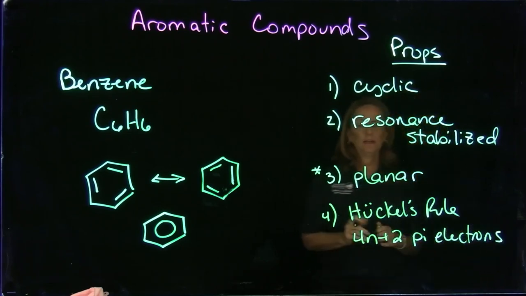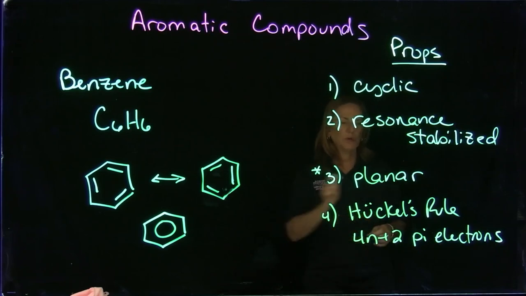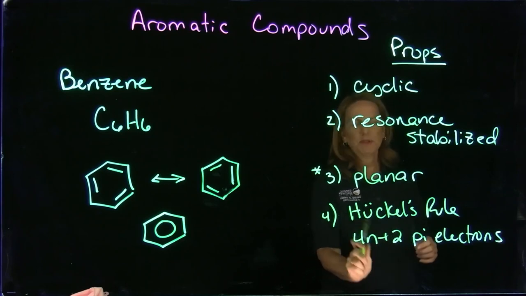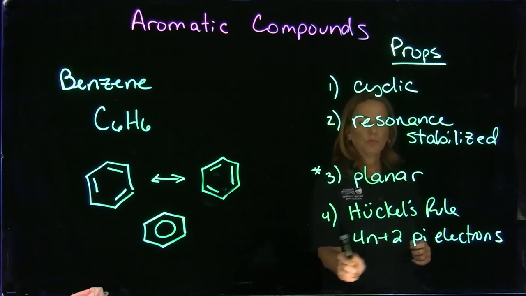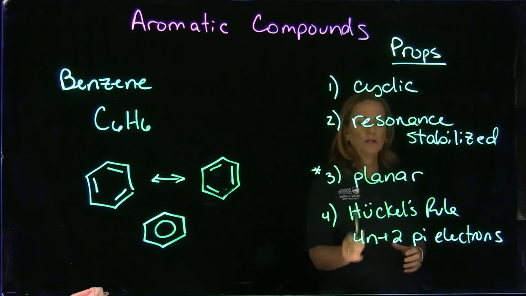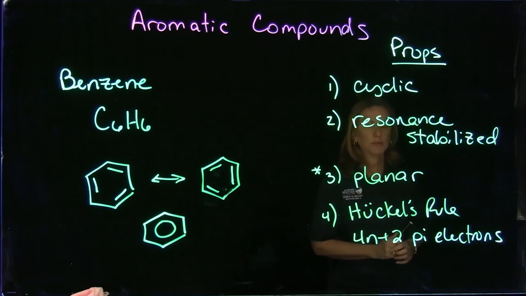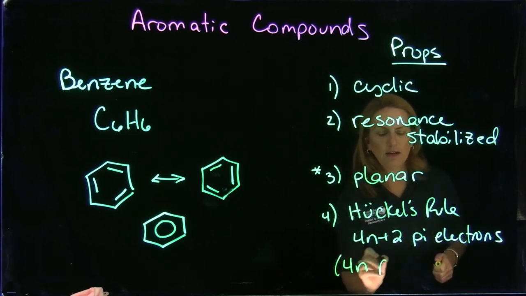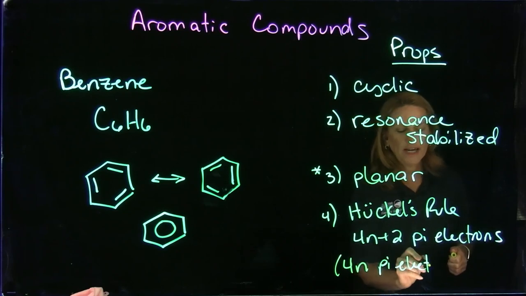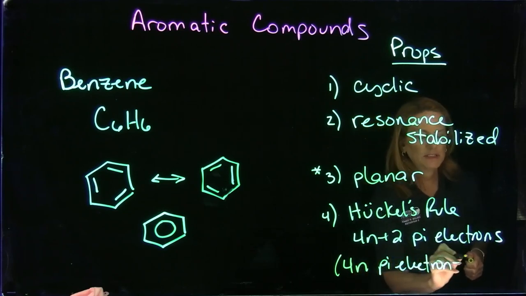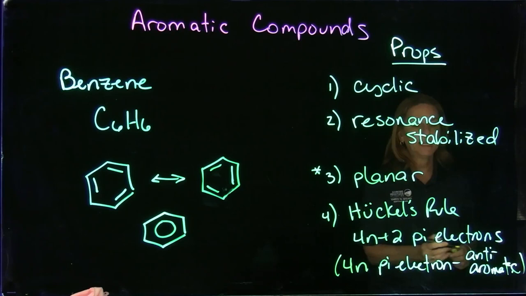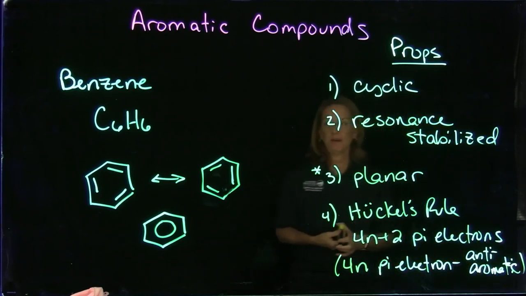If you put in any integer, so 0, 1, 2, 3: if you put a 0 in here, you would have 2 pi electrons. If you put a 1, you'd have 6 pi electrons. So 2, 6, 10, 14 are the magic numbers. Those are the numbers that we actually need. As a side note, if you have 4n pi electrons, so 4, 8, 12, 16, something is considered anti-aromatic. So it would be less stable than normal. It's not stable, so not happy.